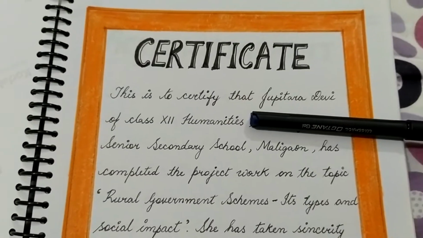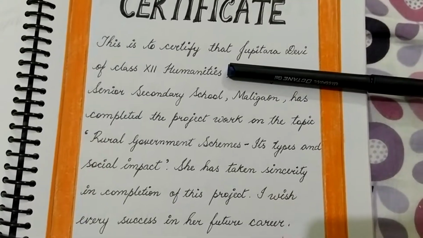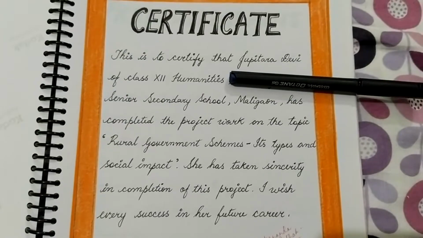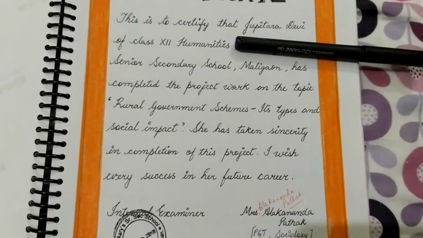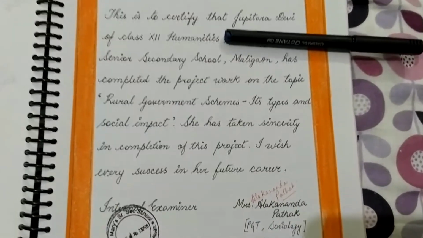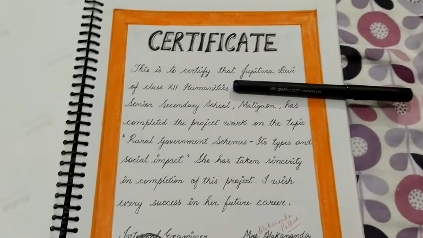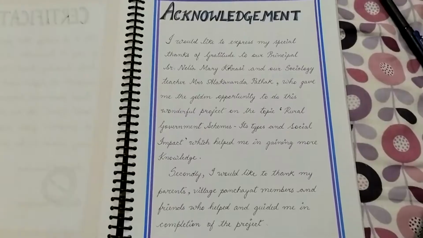The next page is your certificate. In this certificate you are going to write this kind of thing. I think you can just type it. There is no problem if you type it, or if you want you can write it by hand. Below there will be the internal examiner, which is my signature, and then the external examiner, where there will be the signature of the external appointed by CBSE.